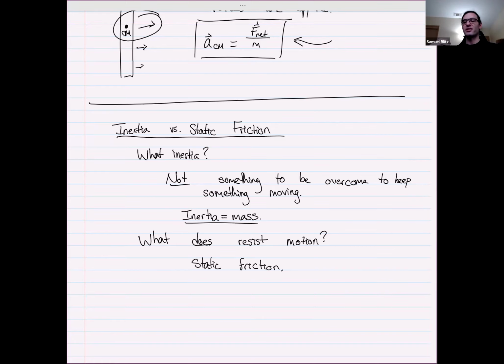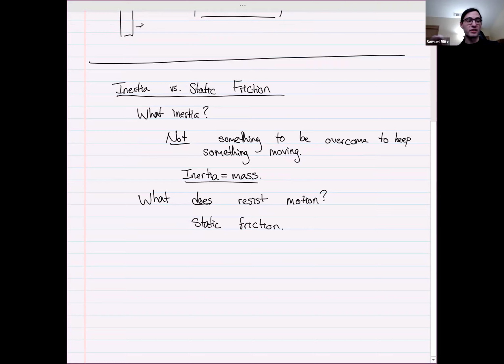I don't want to see anybody saying, oh, you're overcoming the inertia of a thing, or oh, it has so much inertia it's hard to get moving. If you replace the word inertia with mass, then you'll be less confused and less likely to be wrong. So just getting that out of the way, let's start talking about forces, in particular what types of forces there are and their specifics.